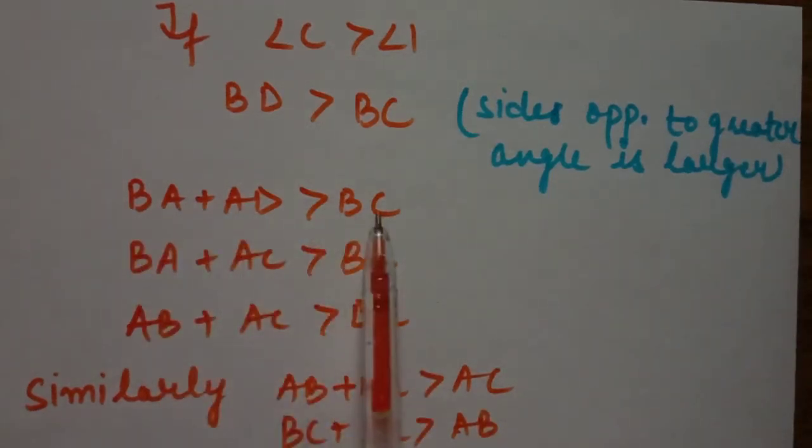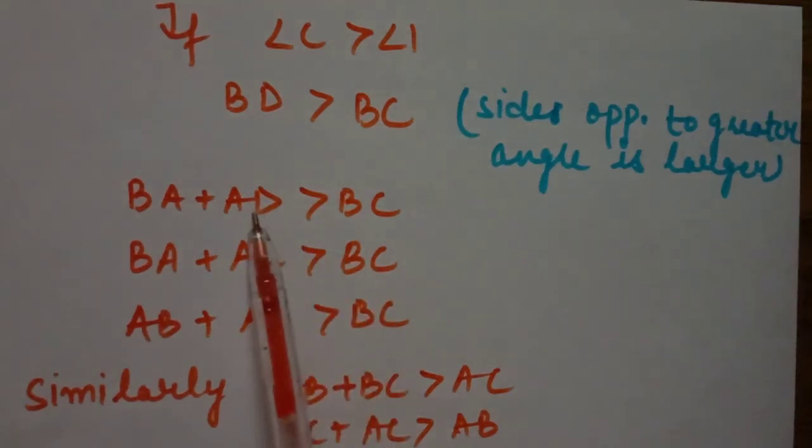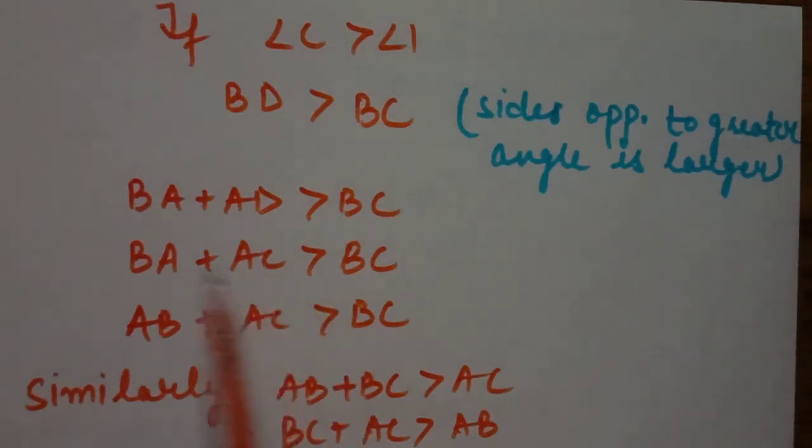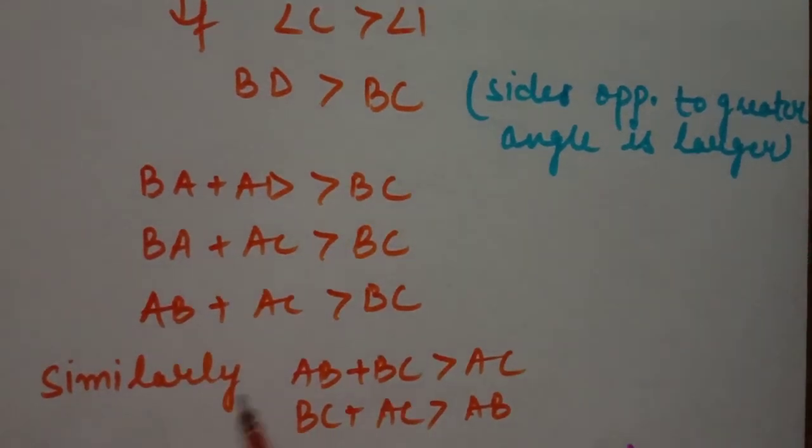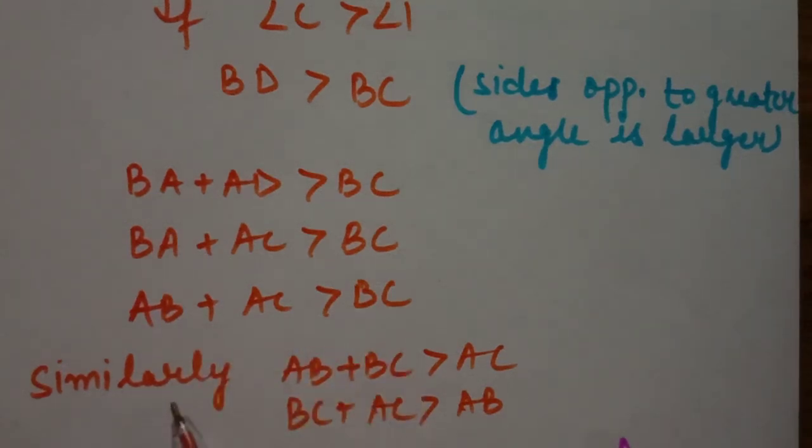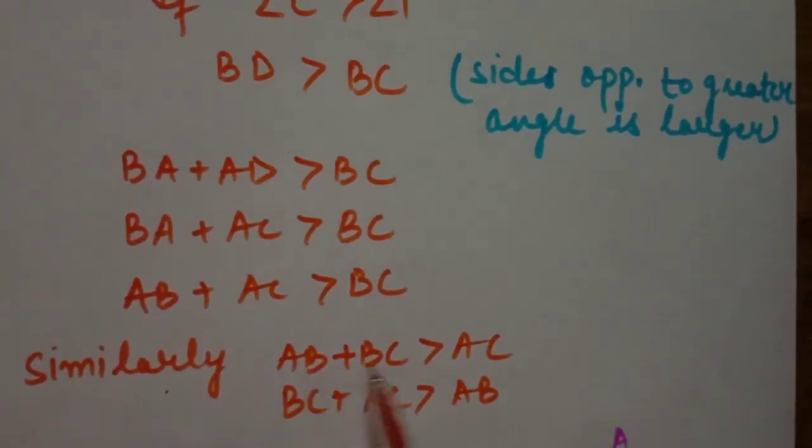BA plus AD is greater than BC. BA plus AC is greater than BC because we replace AD with AC, as they are both equal to each other by construction. We can write BA as AB. AB plus AC is greater than BC. So students, we proved one relation. Similarly, we can prove these two different relations. We have to only focus on our construction vertex. So hope all doubts are clear now.